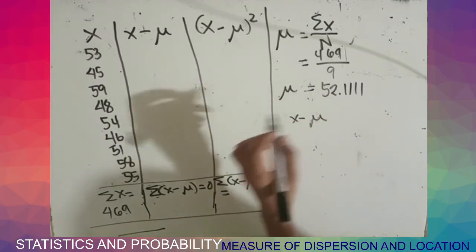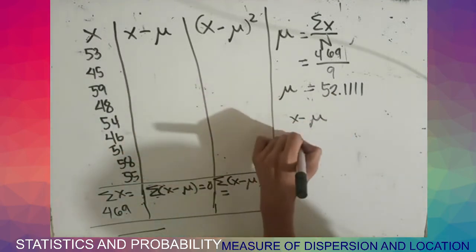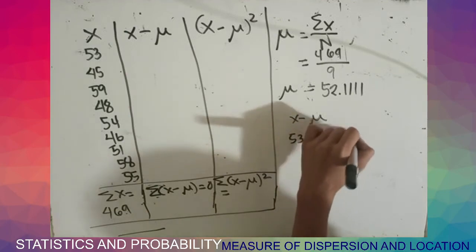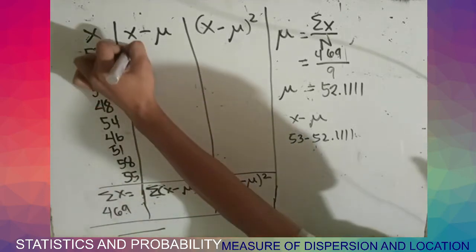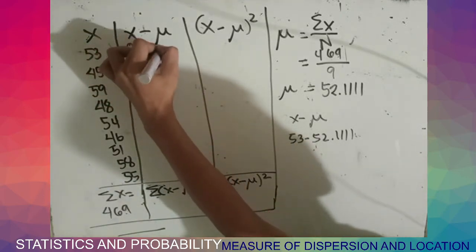So, sunod natin gagawin, ganun pa din. X minus mu. So, 53 minus 52.4444. So, gawin natin 53 minus 52.4444. Okay. So, 0.5556.